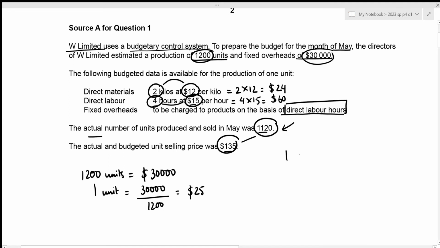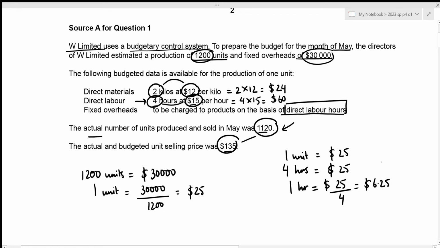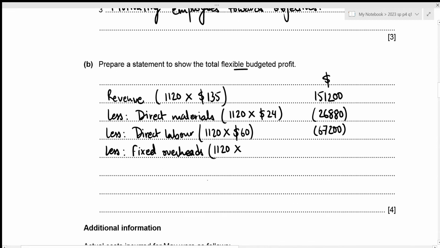For 1 unit, we have the cost of 25, and we know that each unit requires 4 hours of direct labor. So we can just say that for 4 hours, we require 25, which means that our per hour rate of fixed overhead is going to be 25 by 4, which results in 6.25. Okay, since we are multiplying the fixed overhead cost to our total number of output, we will be utilizing the per unit cost of 25. Let's multiply this. So that's 1120 times 25, which results in our fixed overheads to have the value of 28,000.